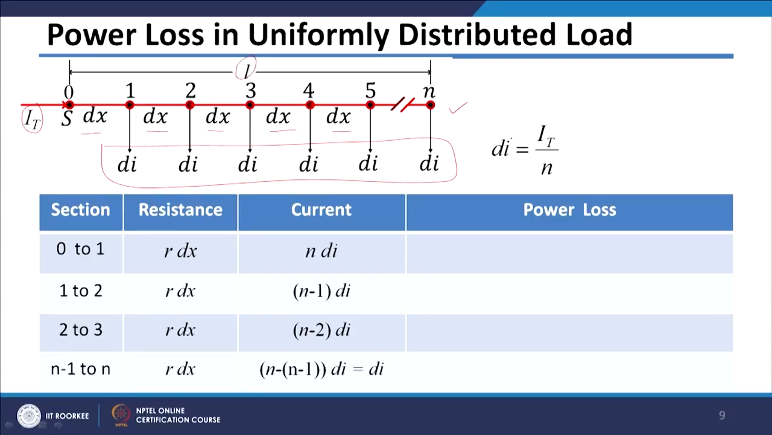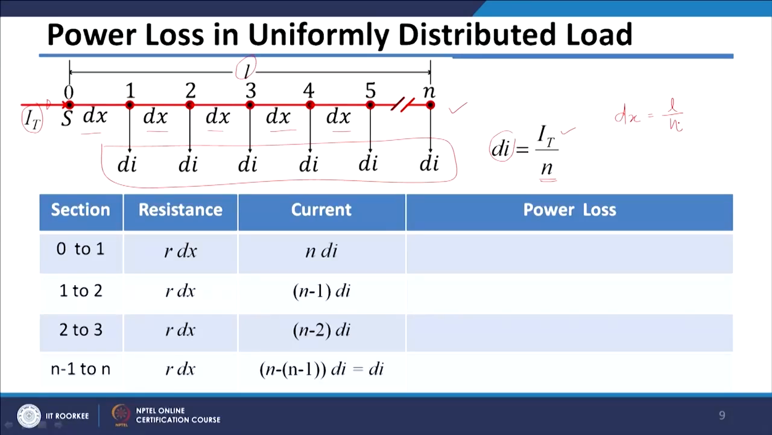We know that dI will be nothing but the total current fed at the feeder divided by the number of sections. Similarly, we know that the dx distance will be L divided by n, total length divided by number of sections. Now, let us calculate power loss.